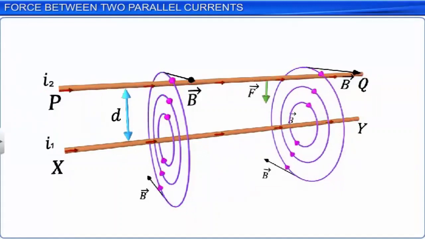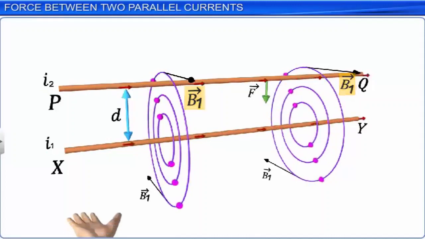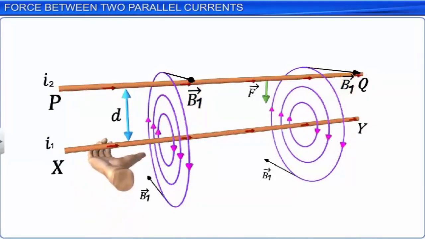The magnitude of the magnetic field induction is constant at all the points, which are at equal distances from the conductor. Let the magnitude of magnetic induction due to current in XY at PQ be B1. The direction of the magnetic induction B1 at PQ can be found by using the right-hand rule. If we place a stretched right hand such that the thumb indicates the direction of current in XY, the direction of curl of the four fingers of the hand indicates the direction of the magnetic field due to the current in XY as shown.